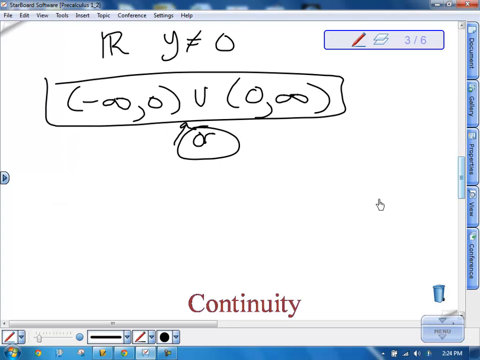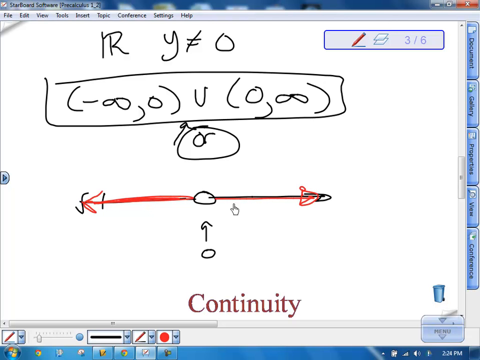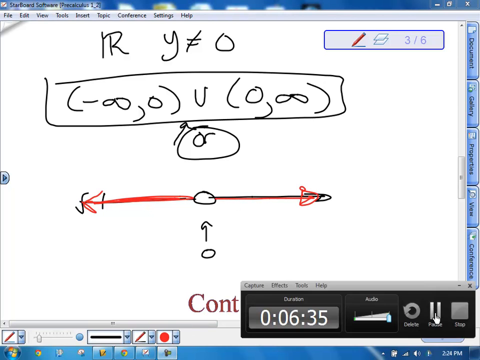So if we look at a number line of what this range looks like, it's all real numbers except for 0. So there's 0 right there, and here's negative infinity this way, and there's positive infinity. So it's all real numbers, so we highlight all of this to the left and all of this to the right, except for the number 0.